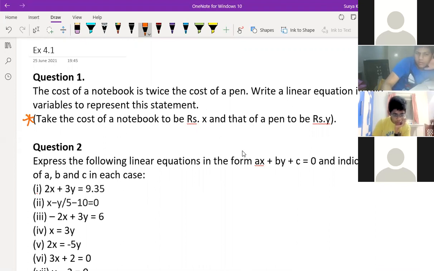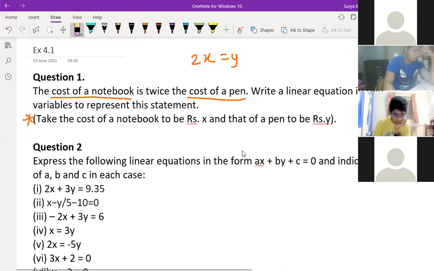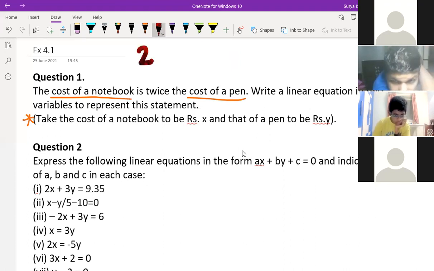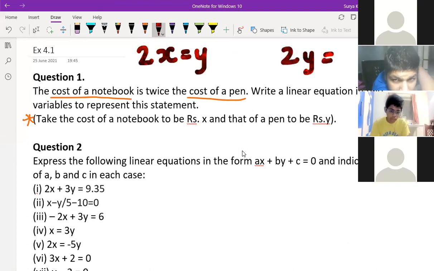Okay, don't think. If you know it, just tell me. Sir, we can take x as the pen, 2x first is equal to... and y as the notebook. X is equal to 2y. Sir, I took 2y is equal to x. Someone might have taken 2y is equal to x, right? Yes, sir. So any one is correct.